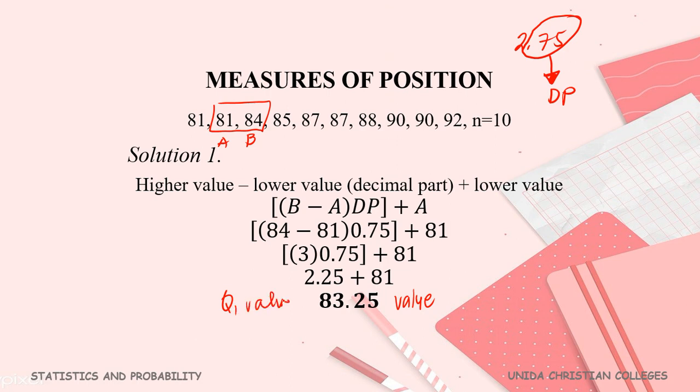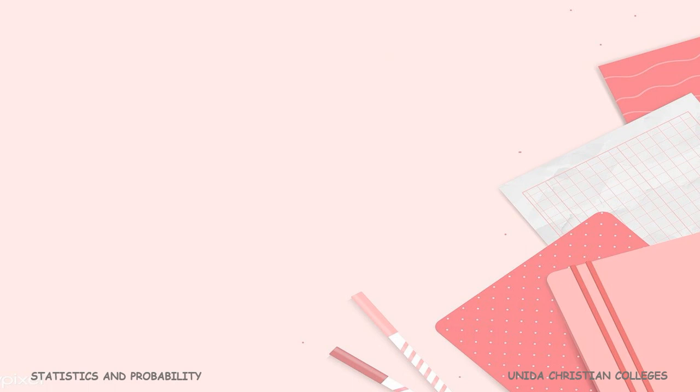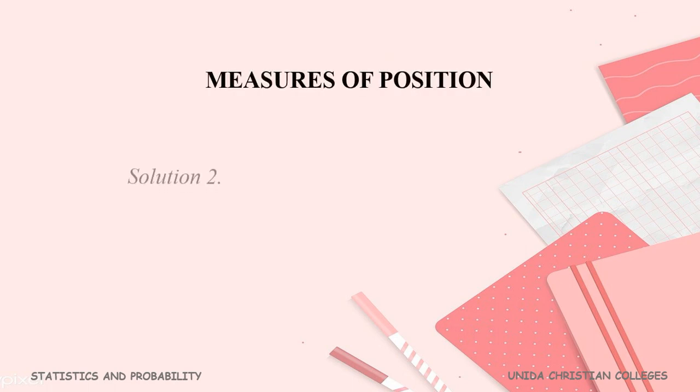Okay? Yan na po yung ating value. Gamit po si linear interpolation. So, therefore, 25% of the data has a value less than or equal to 83.25. Okay. Next, let's have the second solution.